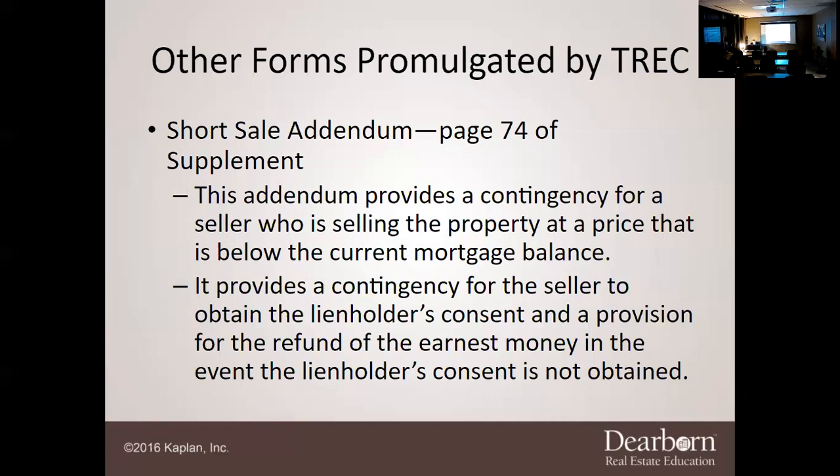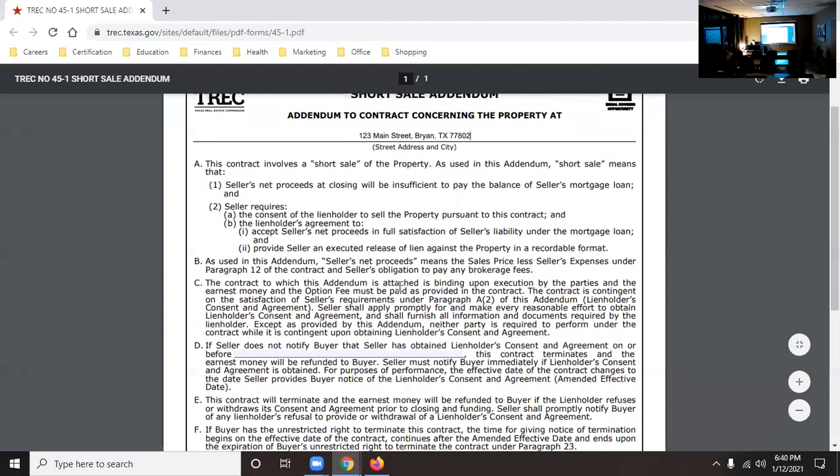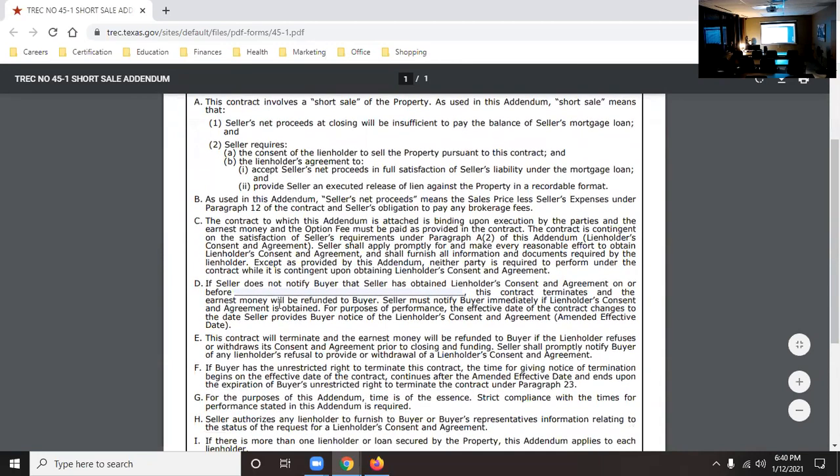Okay, and so for that being said, let me actually pull up, see if I can find it. There it is right here. So this is going to be an example of the short sale. Okay, 123 Main Street, and like I said, Bryan, Texas 77802. And as you can see, it talks about the contract involves a short sale, and the seller's requirements, things to that nature.